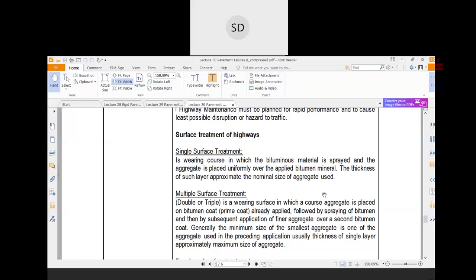Multiple surface treatment is a wearing surface in which a coarse aggregate is placed on a bituminous coat which is already applied. That is, over the prime coat you will apply another bituminous coat, followed by spraying of bitumen and then by subsequent application of final aggregate over a second bitumen coat. So there would be a prime coat, over that you will place some bituminous coat, over that you will spray some finer materials, and over that you will place another layer of bituminous coat. Generally, the minimum size of the smallest aggregate is one half of the aggregate used in the preceding application, with the thickness of a single layer approximately the maximum size of the aggregate. So the thickness of each layer should be the maximum size of the aggregate beneath that layer.